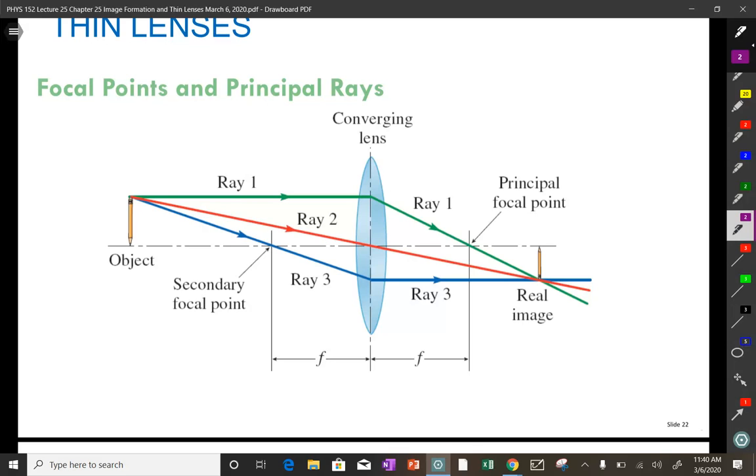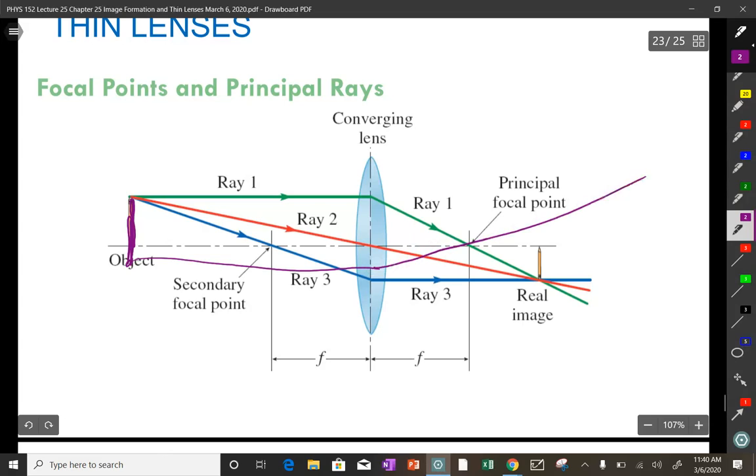We could, if you were a glutton for punishment, make your object like this. But then you'd have to draw the rays. Parallel ray goes through the focal point. Oh, missed the focal point. Goes through the focal point. Vertex ray goes straight. And the focal ray goes through that.